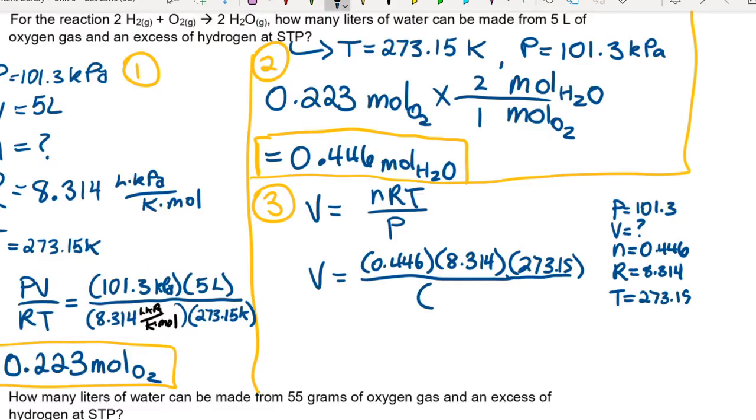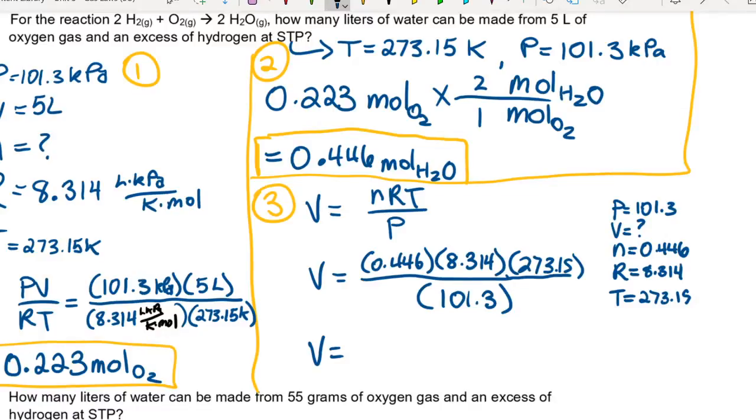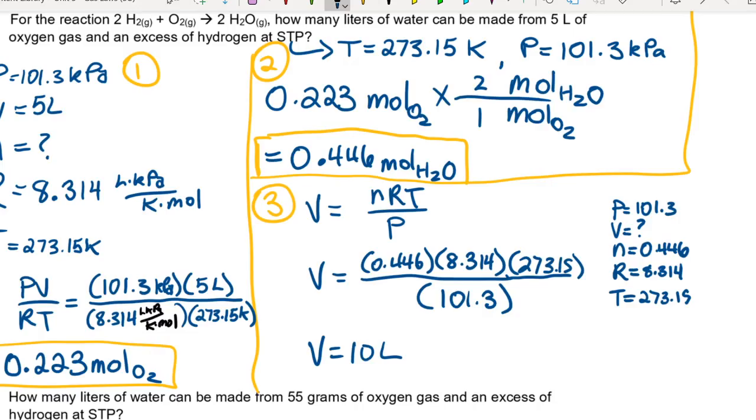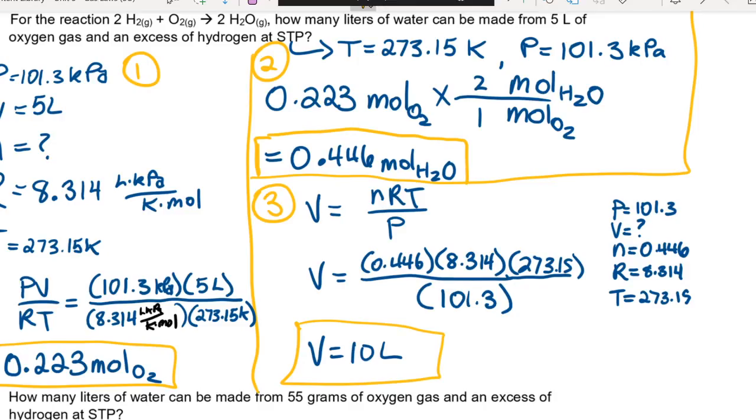And down here for pressure, I should put 101.3. I am going to exclude my units there because I could have made this space a little bigger. And we're going to get, cool. Now, the keen amongst you will note that there's lots of shortcuts to do this an easier way.